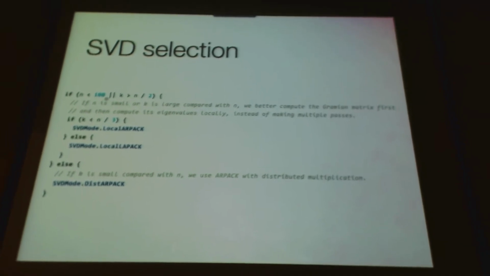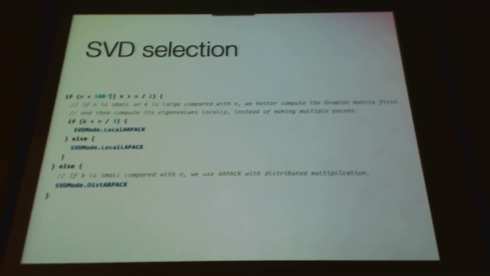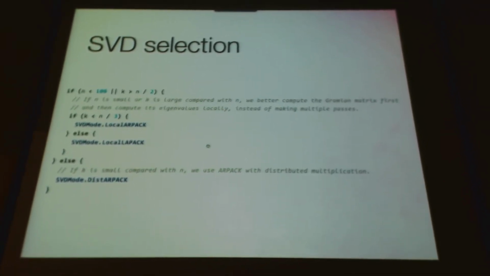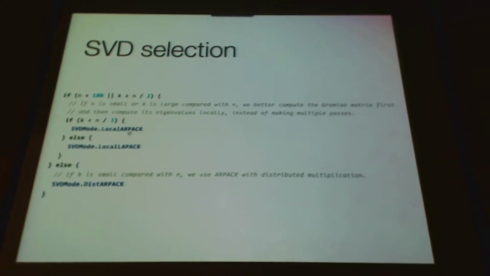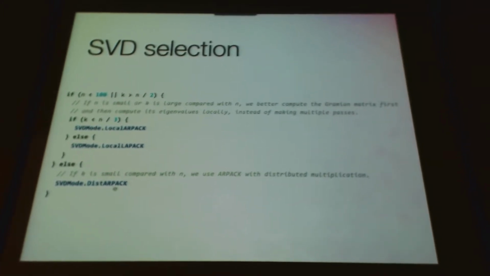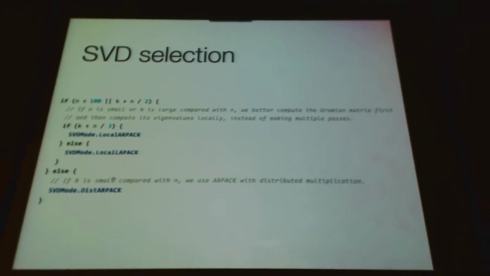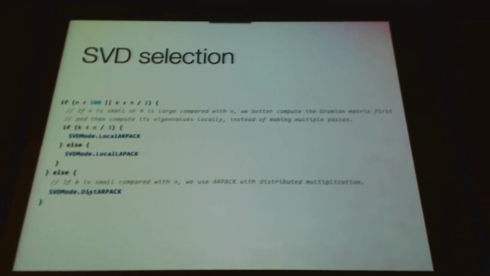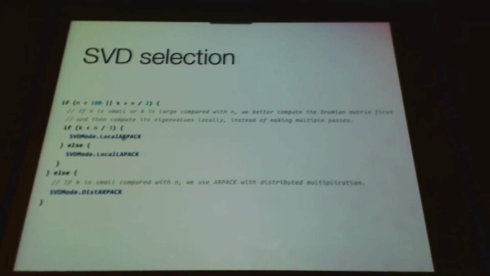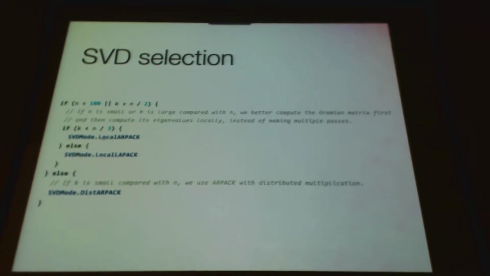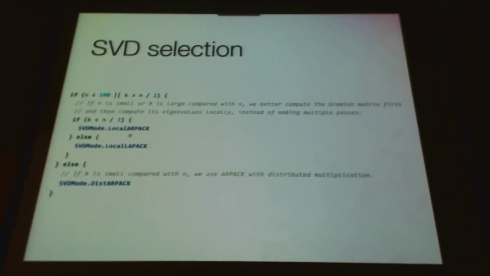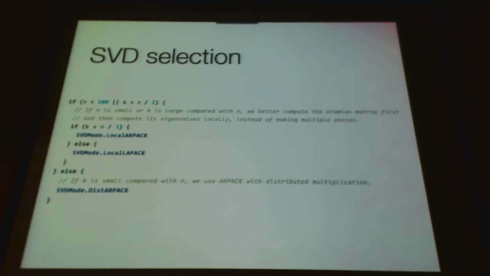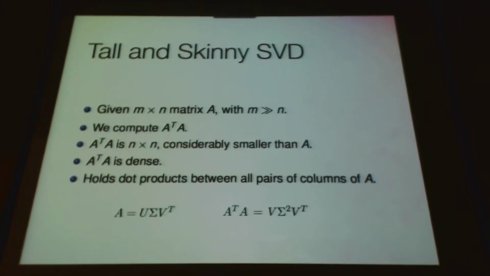This is the logic. It's basically checking to see n, the number of columns, and k, the number of vectors you're asking for, and there are three different cases. Well, there are really two different. These two are roughly the same. And this is the distributed one. These are the local ones. There are two variants of the local. I'll explain these such that they merge together. But there's further optimization in the tall and skinny case that you can add later.